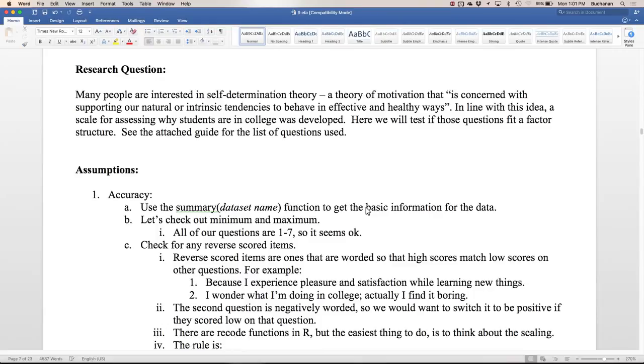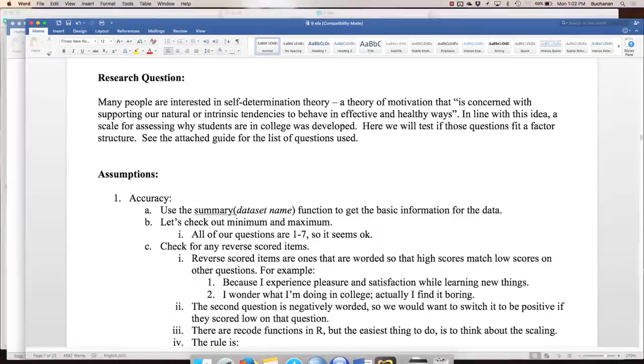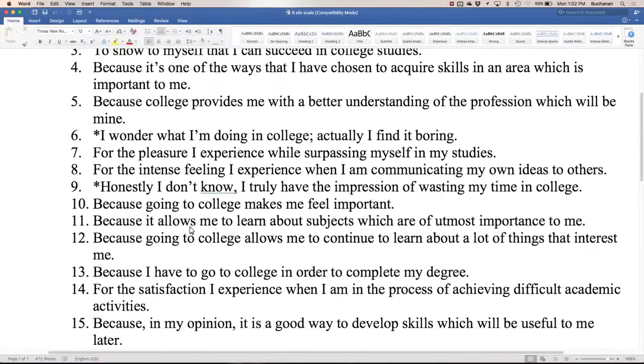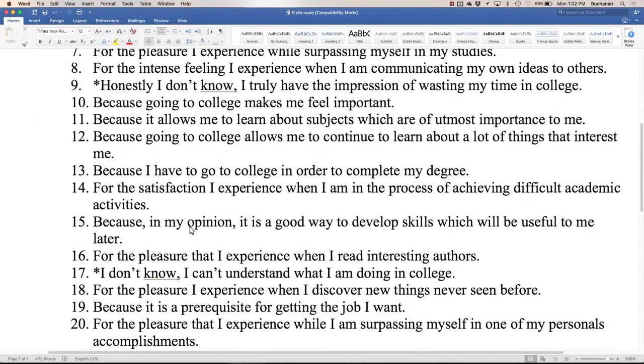Okay, self-determination theory is a really big area. So the scale measures kind of why you are in college, and it's based on the idea of self-determination. And we're testing if the questions fit a factor structure. So I give you the questions here. I think this is either DC or Ryan. I can't remember. It's 2 big names in that field.